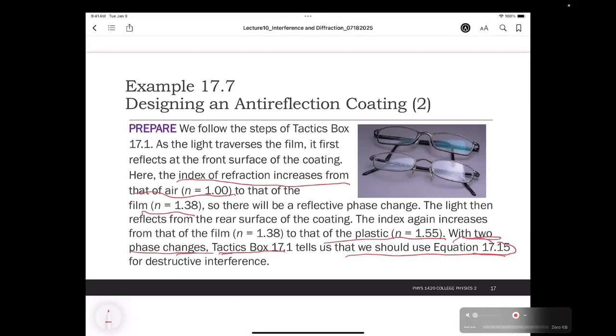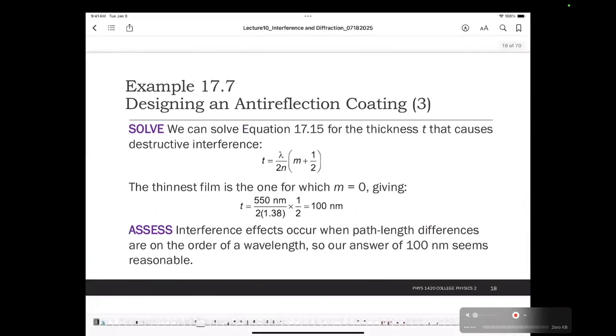If there is no phase change or two phase changes, then you will use this one. And if there is only one phase change, then you need to use the opposite. Does it make sense to you? Okay, let's continue. We can solve equation 35.6 for the thickness t that causes destructive interference, like this one.